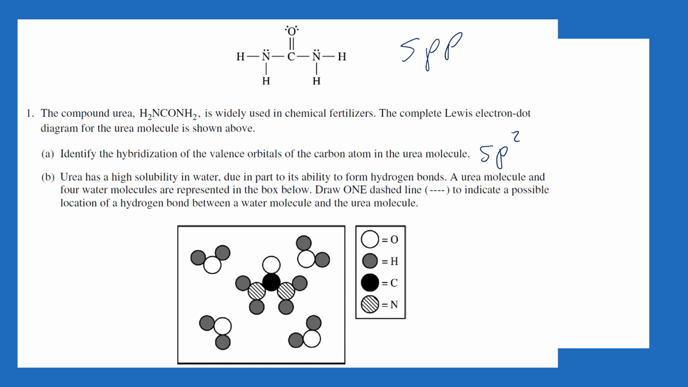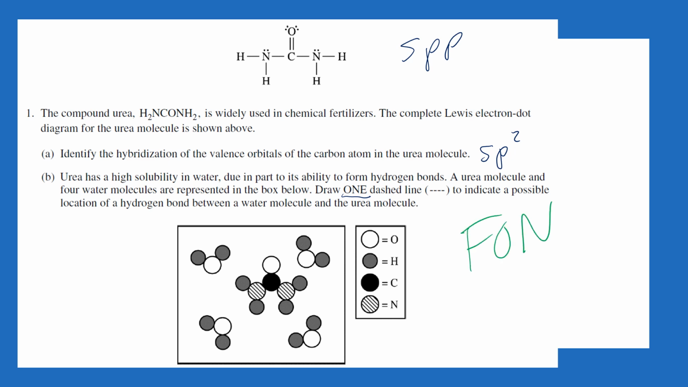And then for part B, urea has a really high solubility in water due to its ability to form hydrogen bonds, and then they give you a drawing with a urea molecule and 4 water molecules. It says to draw 1 dashed line to indicate a possible location for hydrogen bonding. So there were a couple different places you could do this actually, because remember hydrogen bonding is FON.